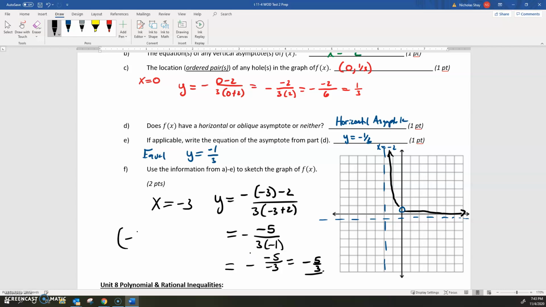So we know we have the point (-3, -5/3), which would be about -1.67. It's actually 6 repeating. But let's put that point there. -1.67 would be something like down here. And we can see that, oops, that's not going to be a hole. That's an actual point. And then we can see that we get this graph right here.